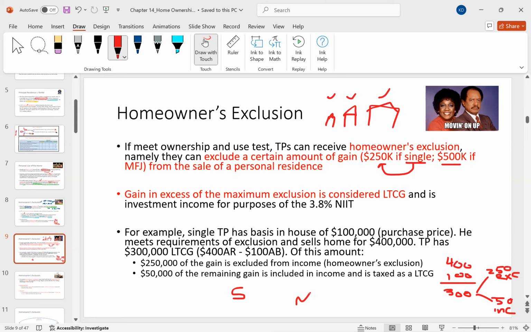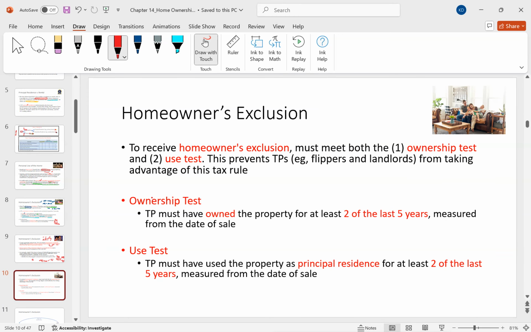If they were married, MFJ, of the 300, all 300 is excluded. In other words, it's a higher threshold there, $500,000. So that's the idea. If you live in a home and you sell it, you could exclude the gain, but there's rules to it. Now the rules are this.